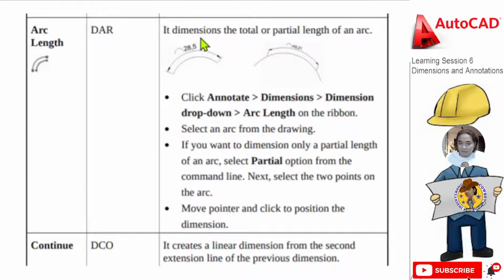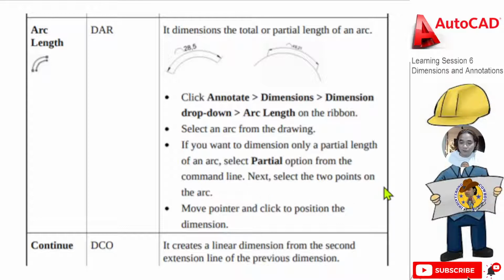It dimensions the total or partial length of an arc. So like this one, you can compute the length or size of the whole or of this part. To do that, you have to click Annotate, Dimension drop down, then Arc Length on the ribbon. Then select an arc from the drawing. Then if you want to dimension only a partial length of the arc, select the partial option from the command line.